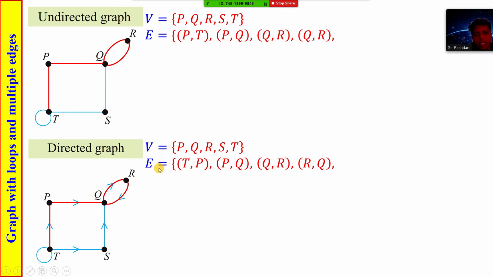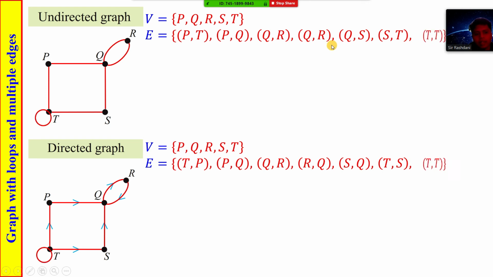Okay, see the arrow. And then for the QS, there is no QS, so SQ, we start at S, so SQ. And then this ST, after that ST, we start at T, so TS. And the loop, this one is TT, right? So we just write TT. So that's how we do it.